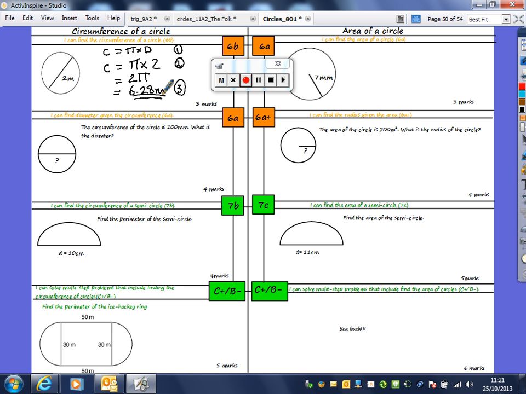Yeah, but it's not 3. Yeah? 3. 1, 2, 3. Okay? 1 mark for stating the formula. 2nd mark comes from inputting the numbers correctly. 3rd mark comes from the answer and having the units of measure on the end.